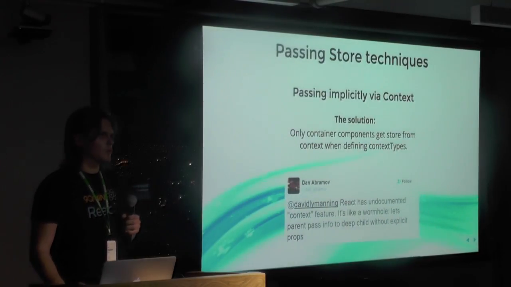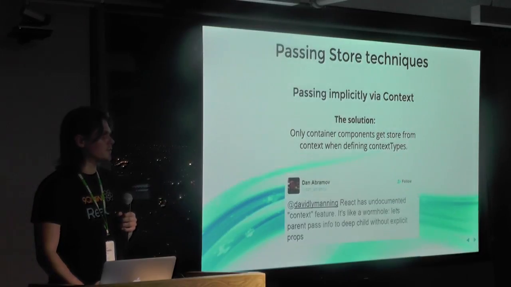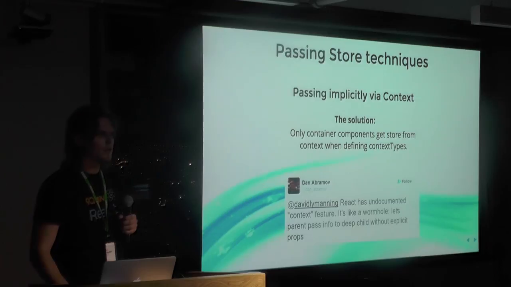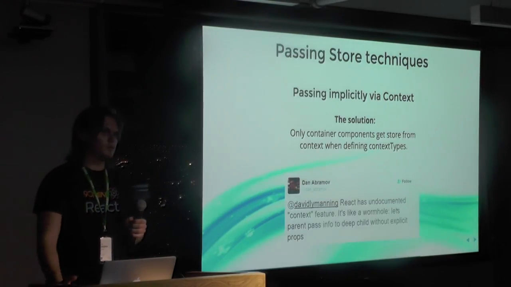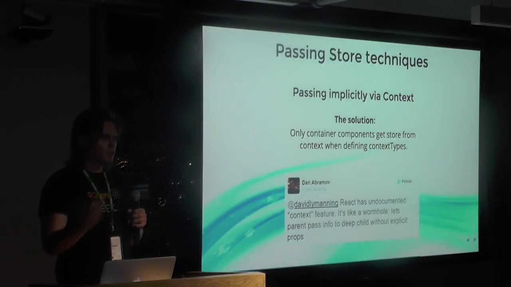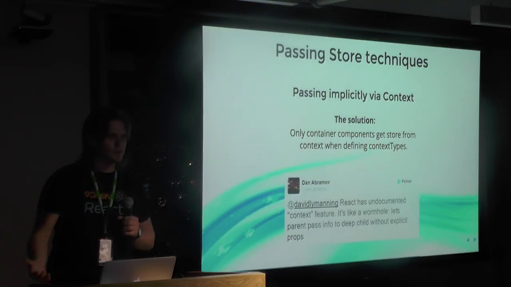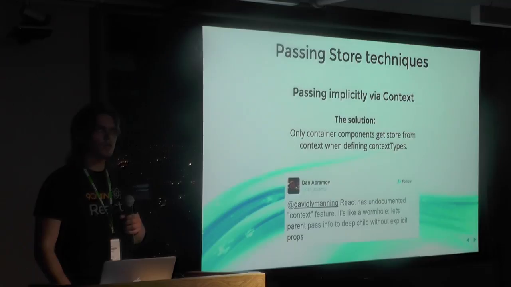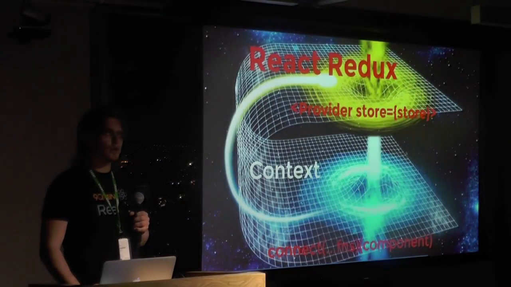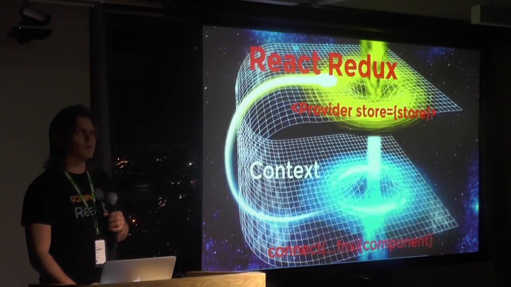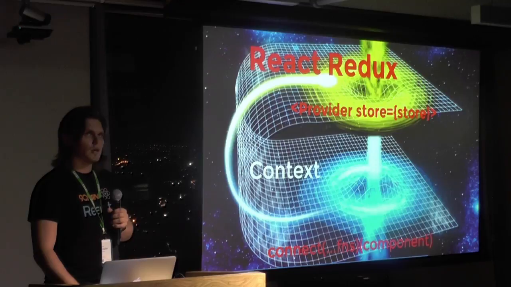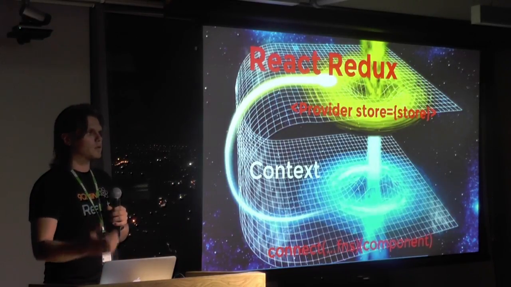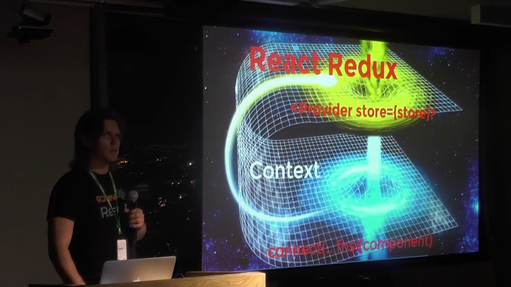So according to some old tweet of Dan Abramov, React had an undocumented feature, now it's documented, which is called context, which is basically a wormhole between the component that puts something in context and the component that defines its context types. So we can use this in Redux for getting our state. And actually, it was already done in React Redux. In the root component, your root component is wrapped inside a Provider, which has a store as a prop. Provider in turn writes the state on the context, and the container component or smart component is exported with a connect function.